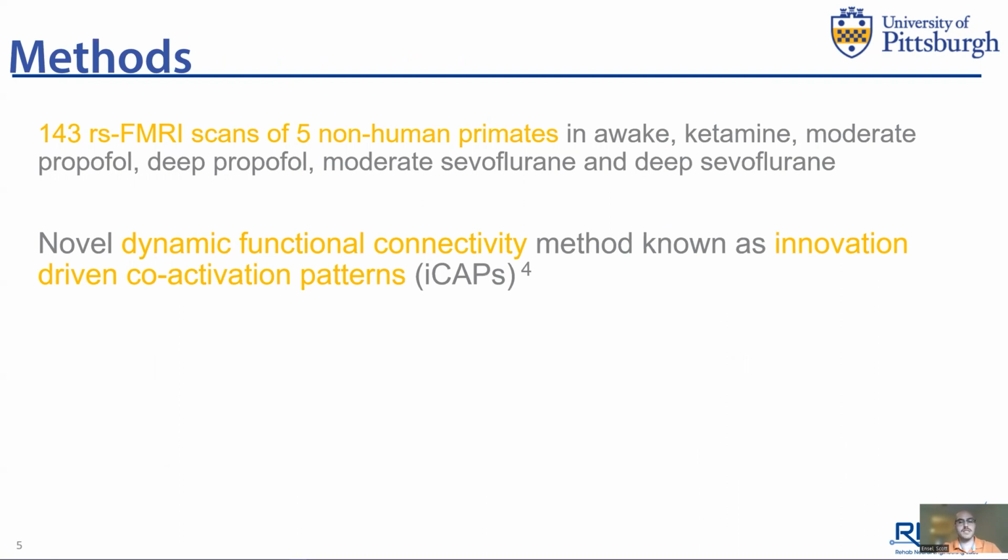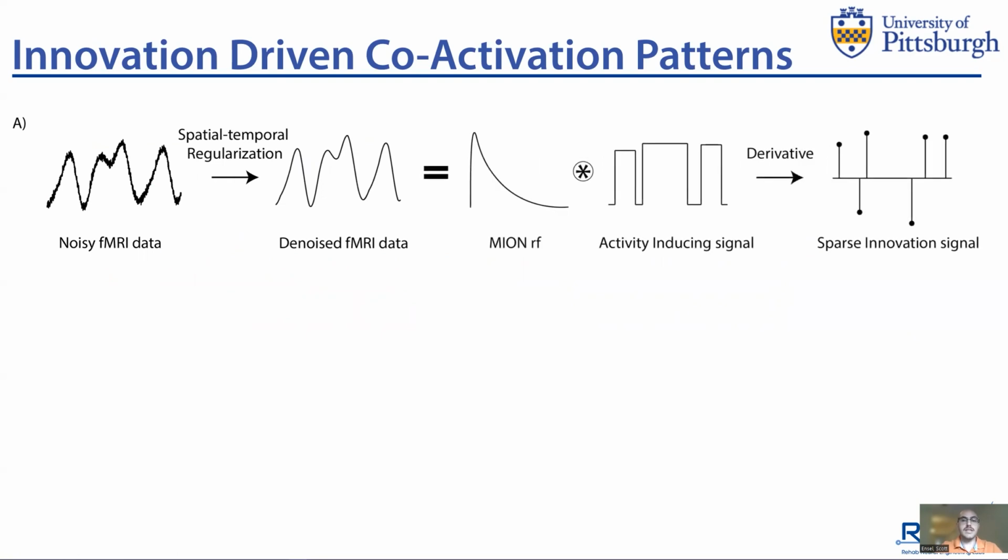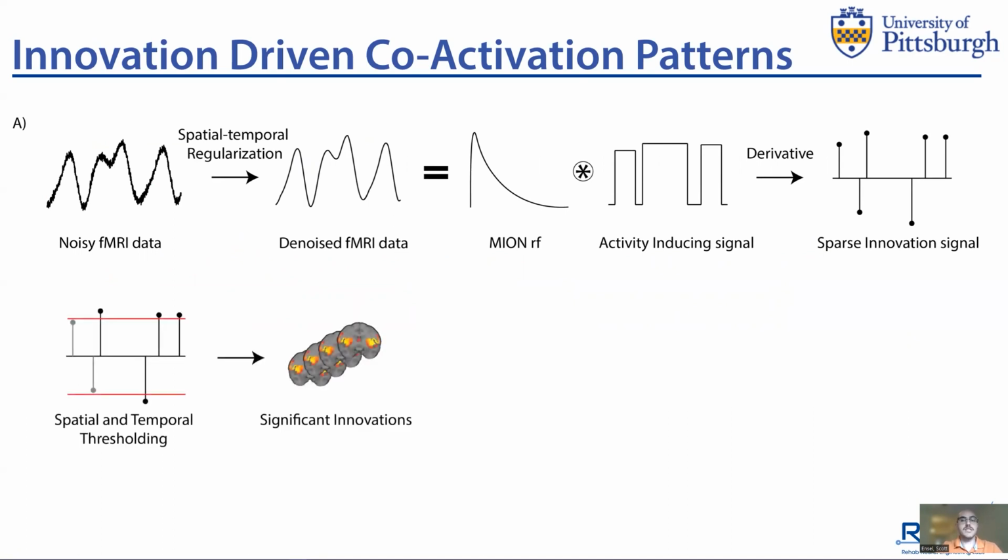But here we overcome this limitation seen in those studies by deploying a novel method termed innovation-driven coactivation patterns, which captures transient brain activity. And the way this works is we take our noisy fMRI data, we can do some spatial temporal regularization to clean it, and then we can deconvolve this with our modeled response function and get an activity-inducing signal where we can take the derivative and get sparse innovations. From these, we can threshold this both spatially and temporally to get our significantly changing points.